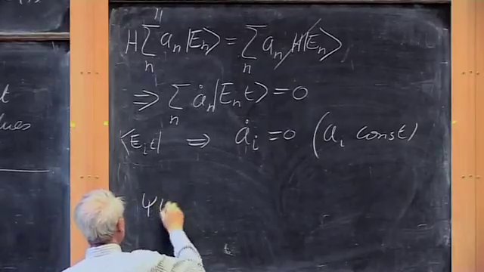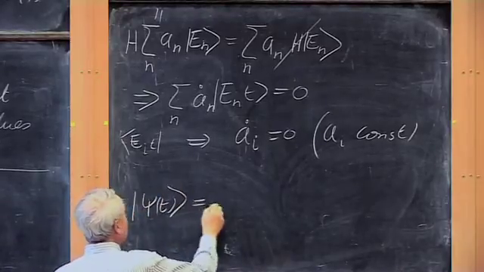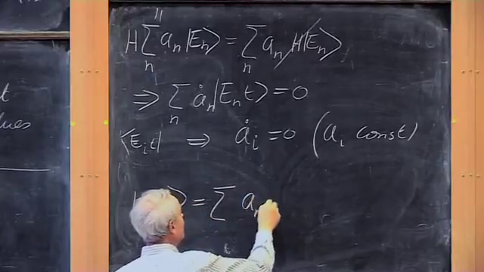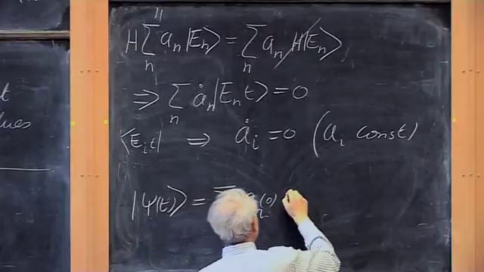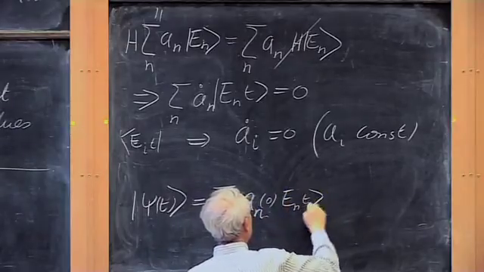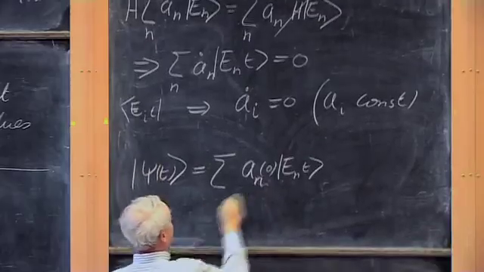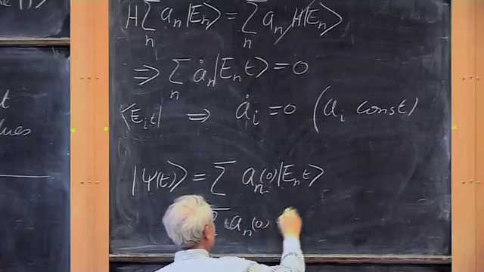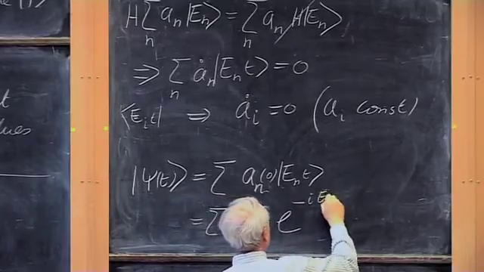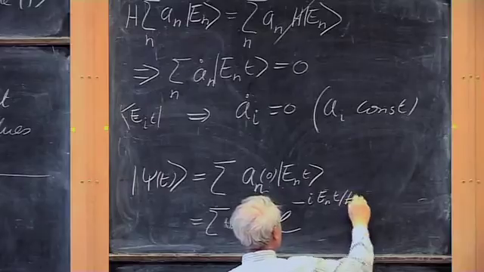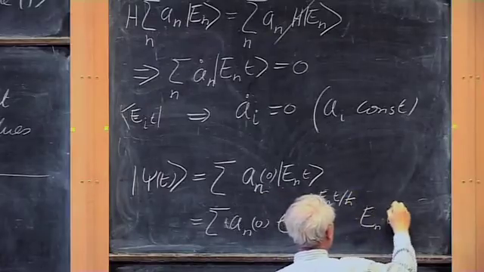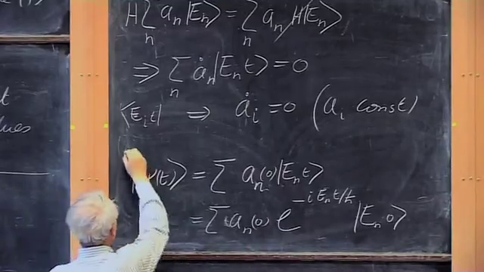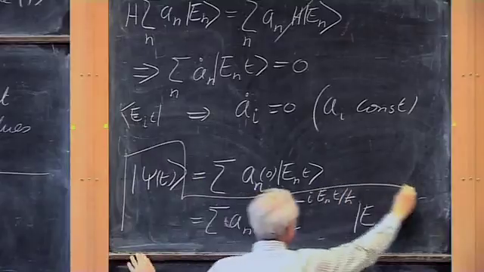We have that psi of t is equal to the sum of some constants, A_n, which you can determine from the initial conditions, times E_n(t). But I can explicitly write that out because I know how this thing evolves in time. This is the sum of A_n(0) e^(-i E_n t / h bar) times E_n(0). So this is a fabulously important equation.